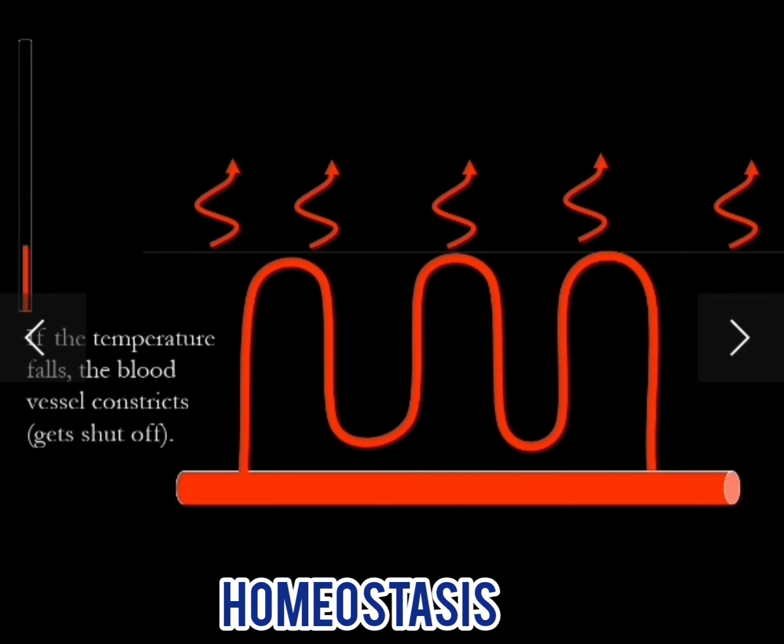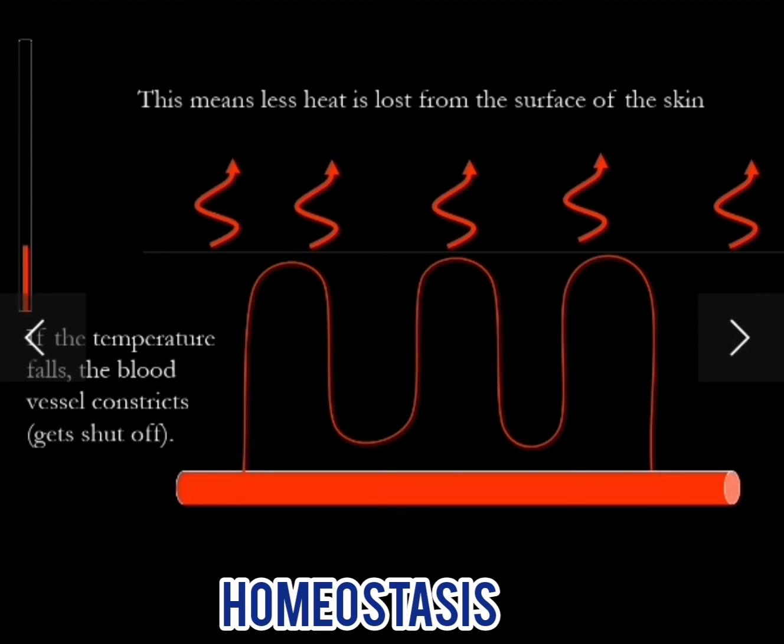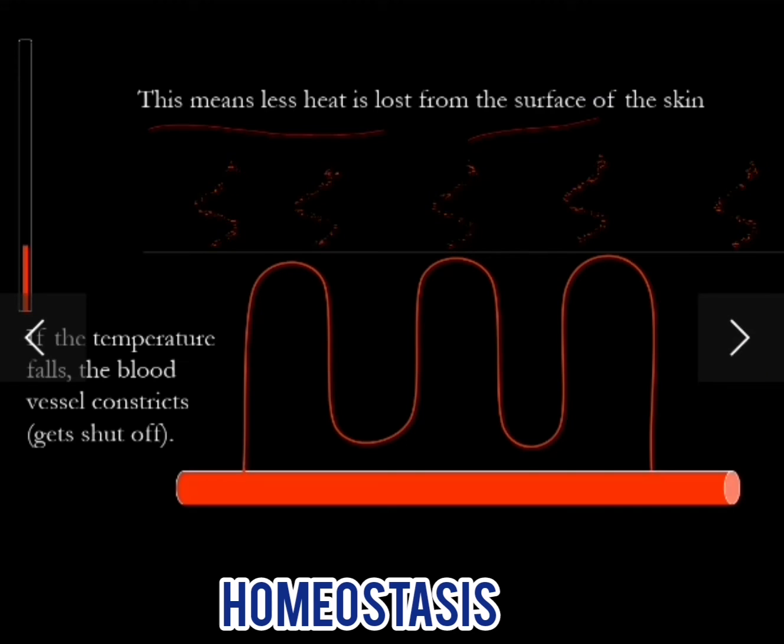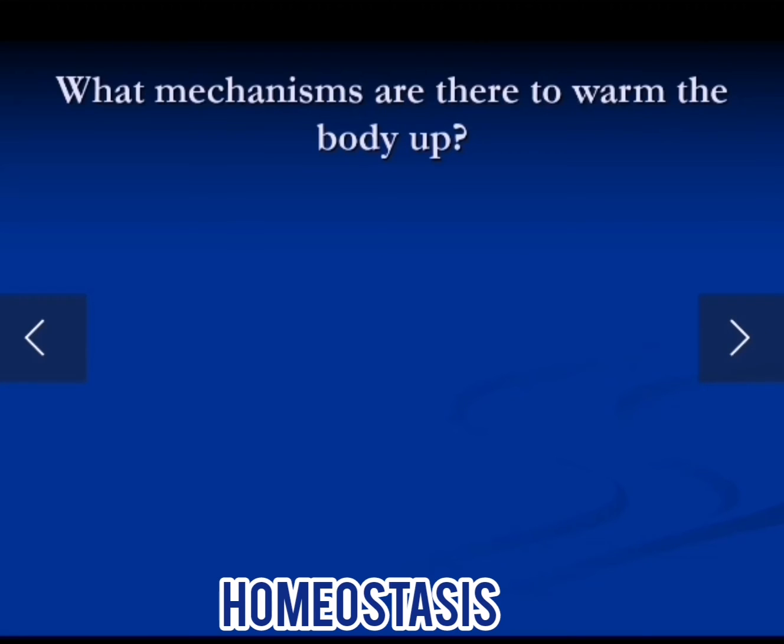If the temperature falls, the blood vessels constrict, get shut off. This means less heat is lost from the surface of the skin. What mechanisms are there to warm the body up?